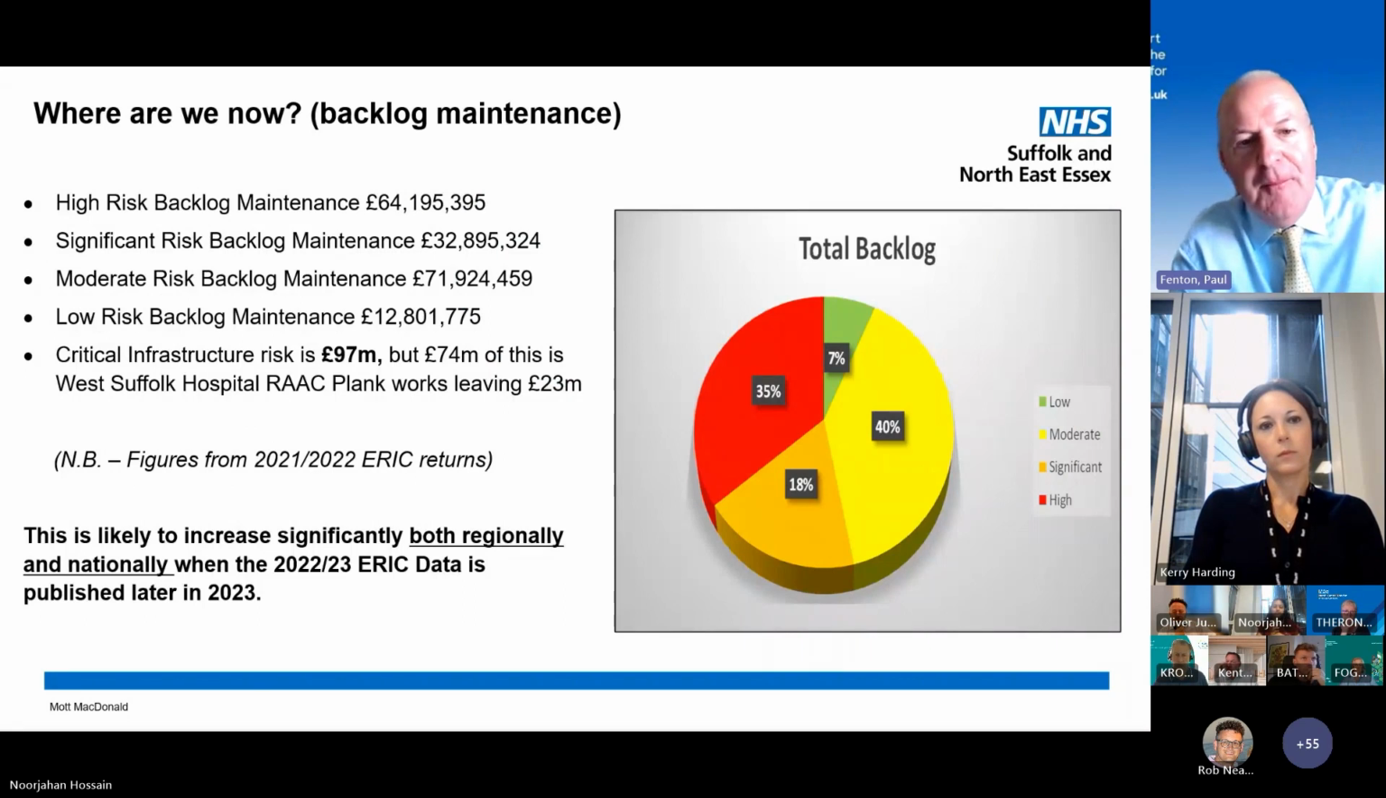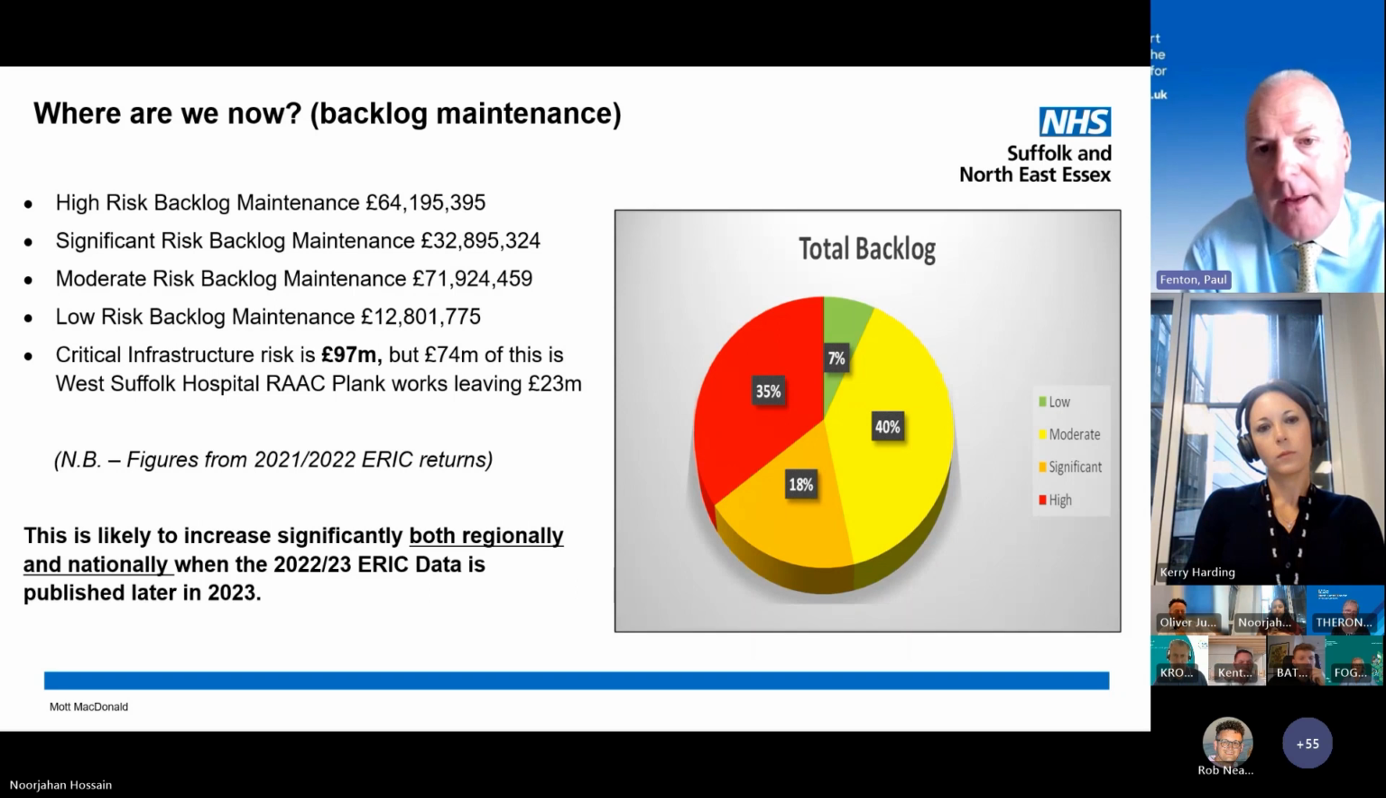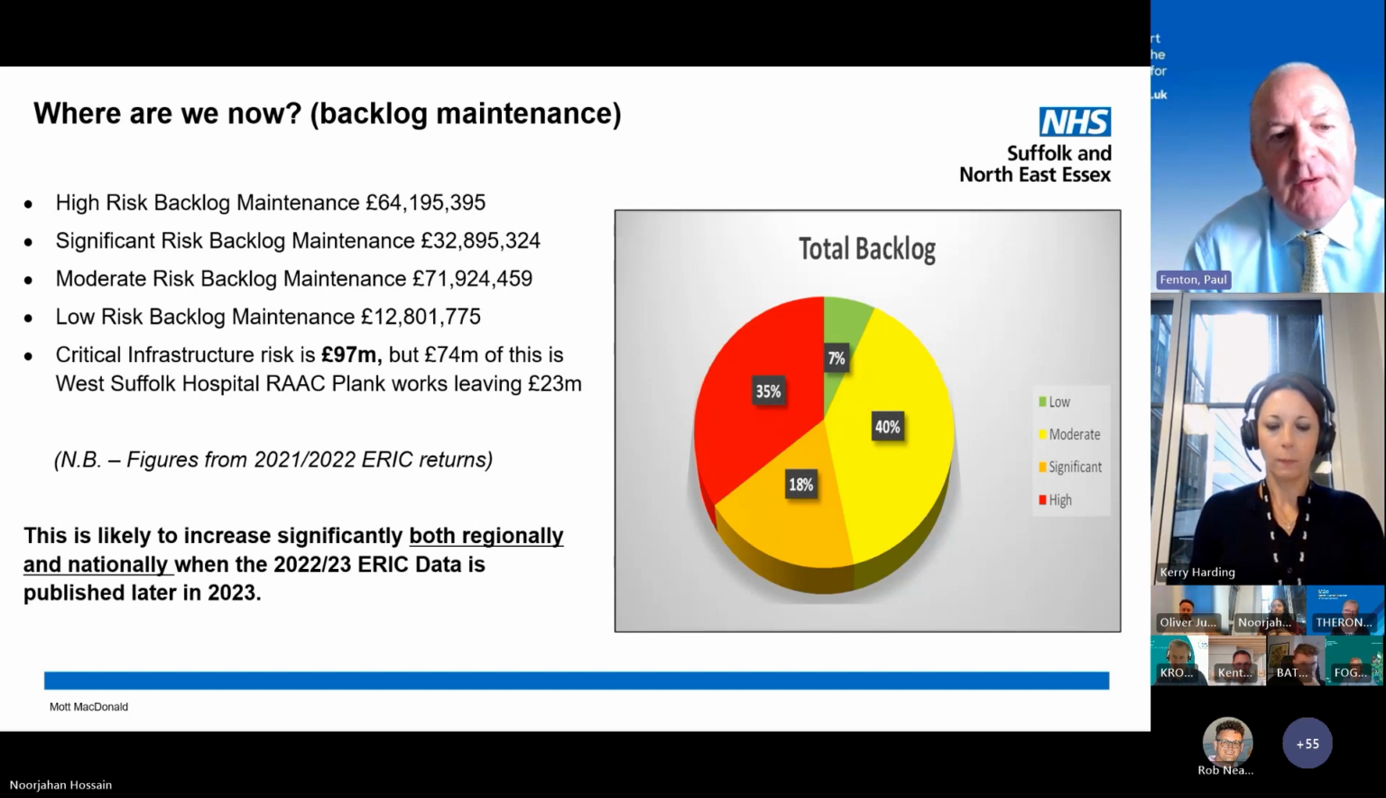Our backlog maintenance is interesting. I won't go through the figures, you can see them on screen. Our critical infrastructure risk is 97 million, but 74 million of this is concentrated around West Suffolk Hospital. West Suffolk Hospital, as you know, is one of those hospitals that was constructed during the 1970s using the RAAC, or rack plank, effect, and you will know of the new hospital programme that has now dedicated a number of billions to rebuilding, I think, 7 rack plank hospitals. But if we took away the critical infrastructure risk from West Suffolk Hospital, once that is completed, it leaves us with an assumed critical infrastructure risk of around 23 million.